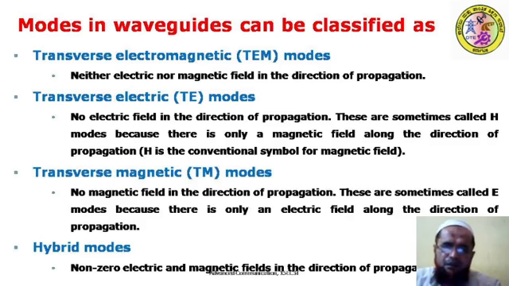Here not a single field vector is in the direction of propagation. All the field vectors are always perpendicular or transverse to the direction of propagation. These are sometimes called H mode because there is only a magnetic field along the direction. The E vector or E field, electric field, is perpendicular, but the H field is along the direction of propagation. That we have to always remember.